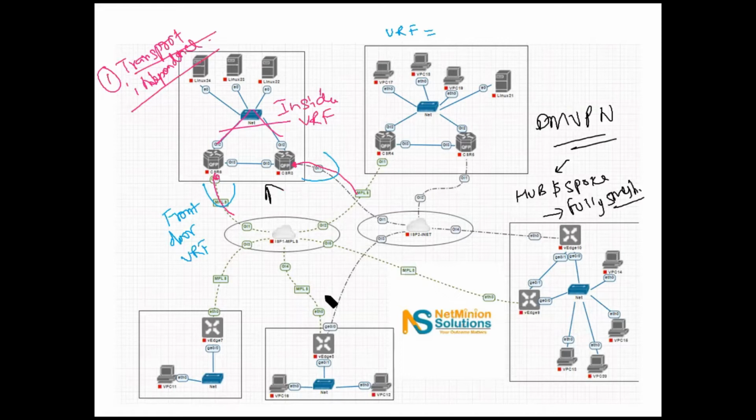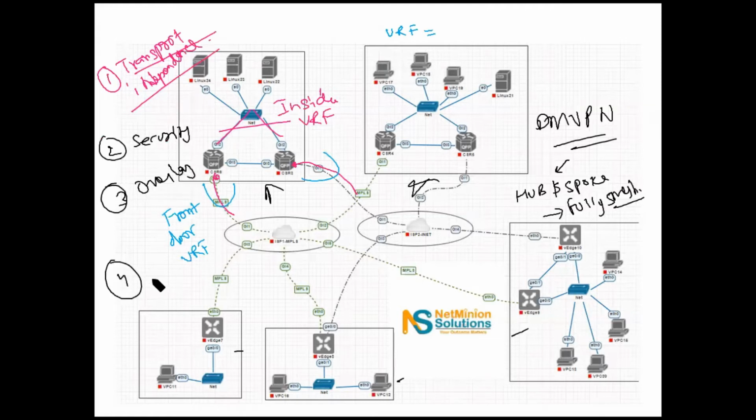We treat the data center as the hub, maybe all of the data centers are hubs, and the rest of the sites we treat as spokes. Since DMVPN is included, security is also taken care of using VTI policies, or by utilizing IPsec headers, either ESP or transport mode. So I told you about security. Third is the overlay. Fourth, we have direct internet access availability.